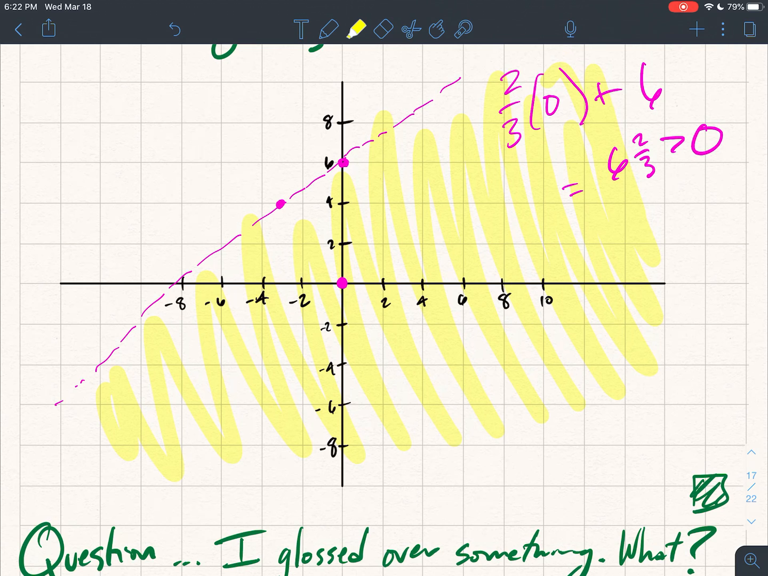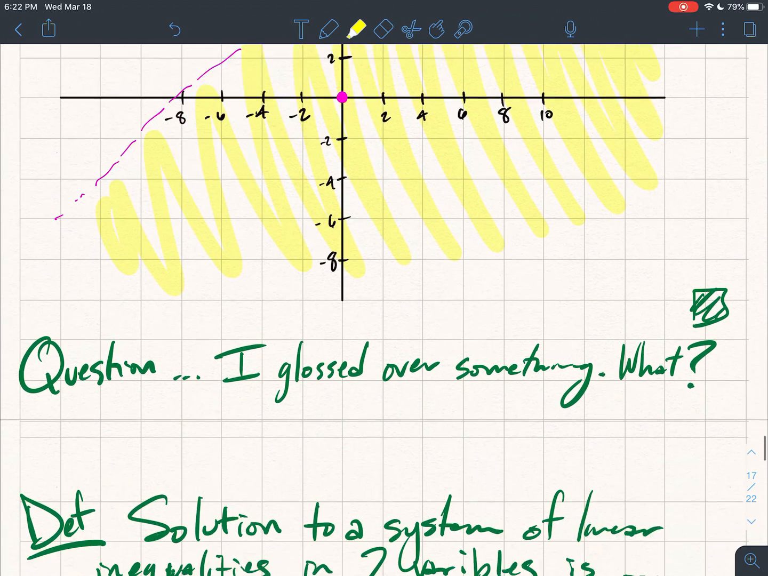But you just have to pick one point on the side of the line, see if it satisfies the inequality. If it does, shade that side. If it doesn't, shade the other side. I usually pick 0, 0 because the arithmetic's easier.